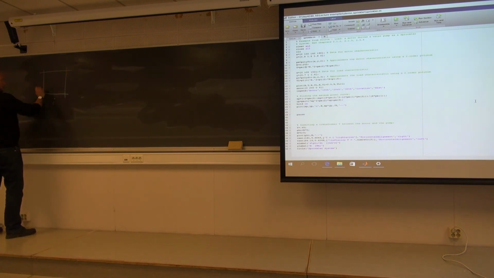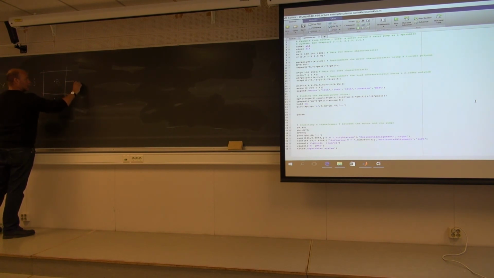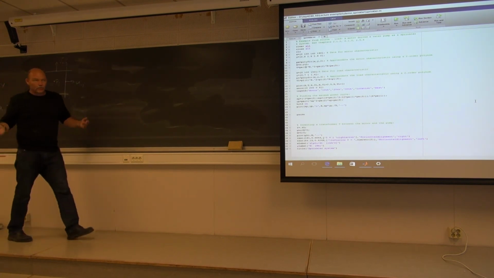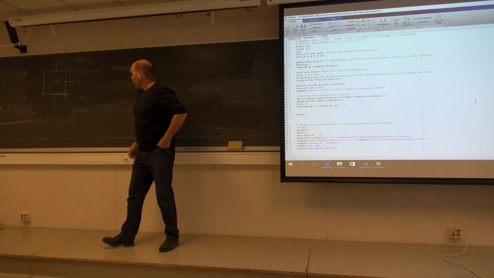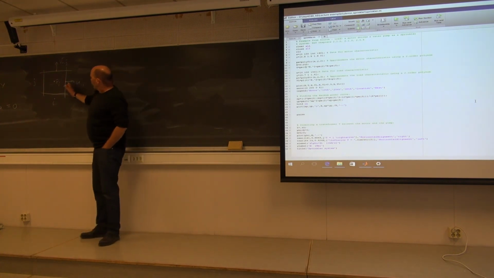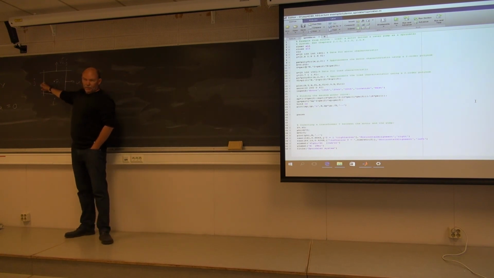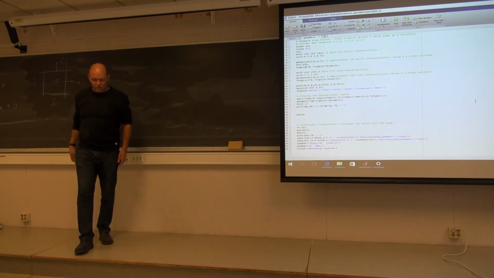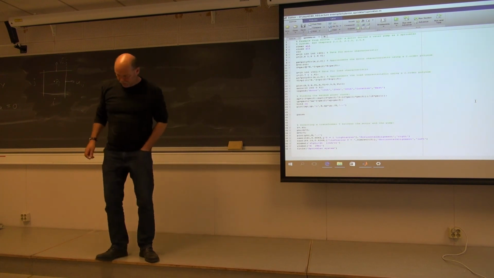So this was cell Ij, pressure in the center, velocities to the right and to the top, Uij and Vij. It's just a choice. And we have chosen here this one to be Ij. We could just as well have chosen the one to the left as Ij. But as I said, just a choice.